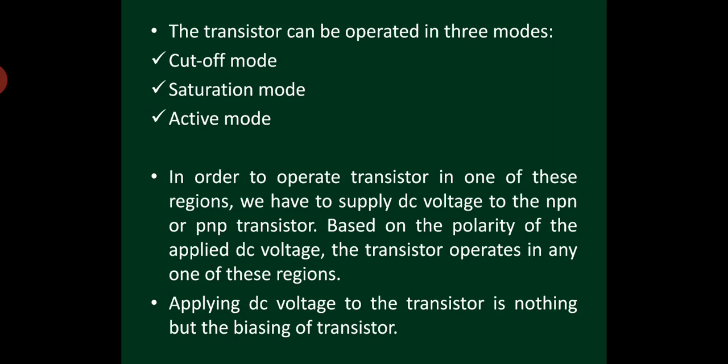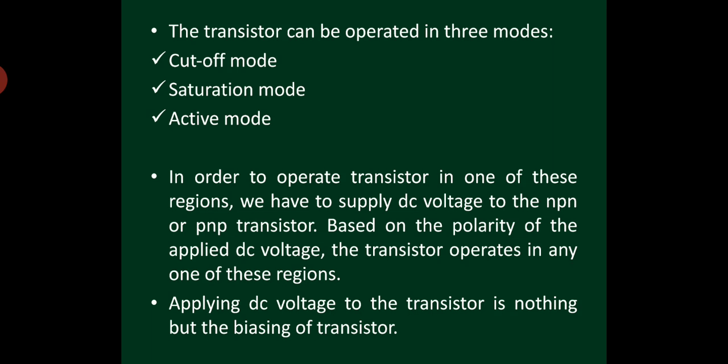If I connect diodes back to back, it will become a PNP transistor. If I connect two diodes front to front, it will become an NPN transistor. So theoretically we can say that it acts as a transistor, but practically it doesn't act as a transistor.